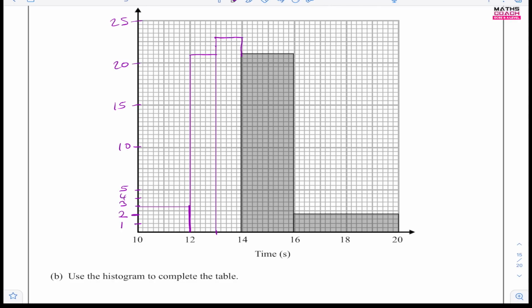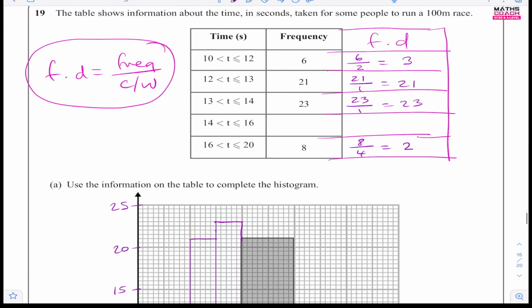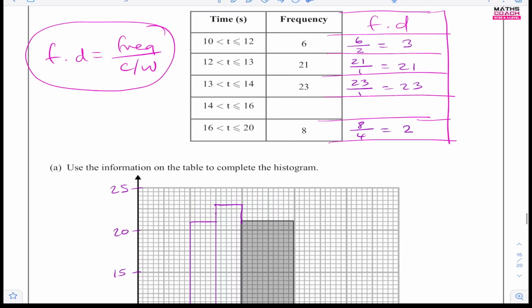Right there. Now 14 to 16. For 14 to 16 we didn't have anything in our table, but we now know that it goes to 21, the frequency density. So we can come in here now and say that the frequency density is equal to 21. Now remember earlier on I said that you can manipulate this formula in terms of whatever you want to find. Now we want to find our frequency right there. So we are going to make frequency the subject. So frequency is equal to FD times the class width.